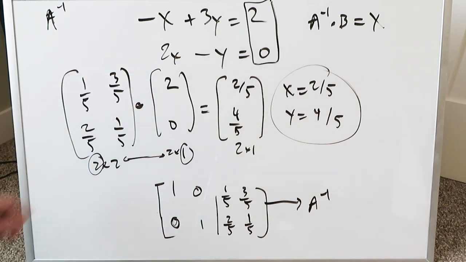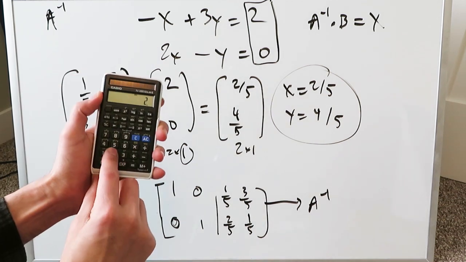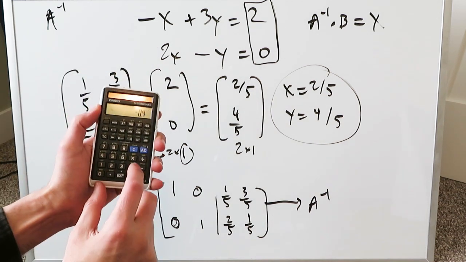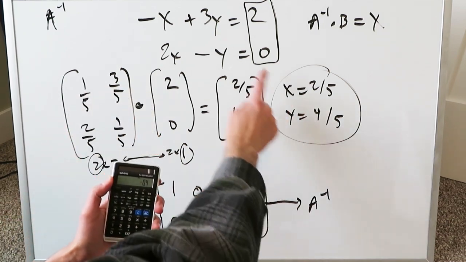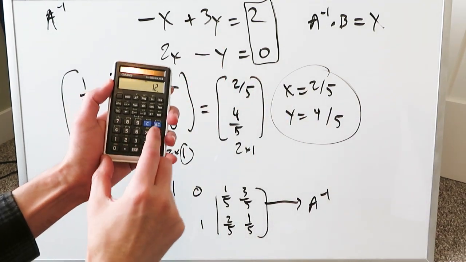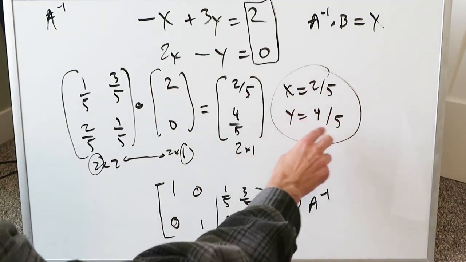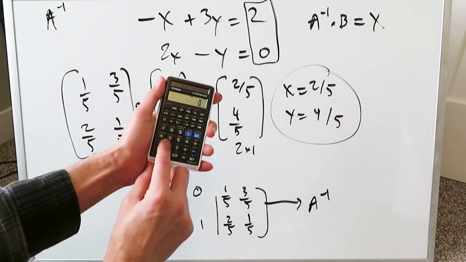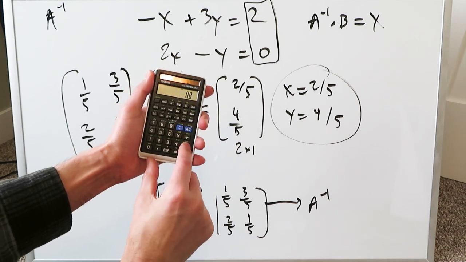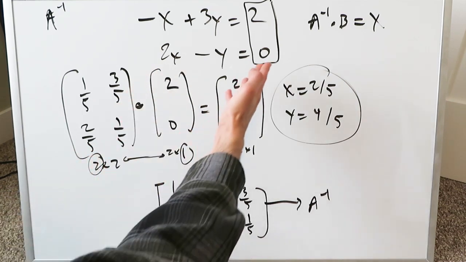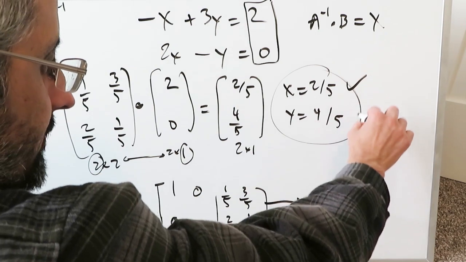And all you'll have to do is just plug it in here to make sure it's good. You will do 2 divided by 5 minus, and then you'll do plus 4 times 3, which is 12 divided by 5, and you'll get 2. That's what I need, a 2. Now you'll do 2 over 5, 4 over 5 in this equation. You'll do 2 divided by 5 times 2 minus 4 divided by 5, and you'll get that 0, and we're good. So these solutions x and y are good.